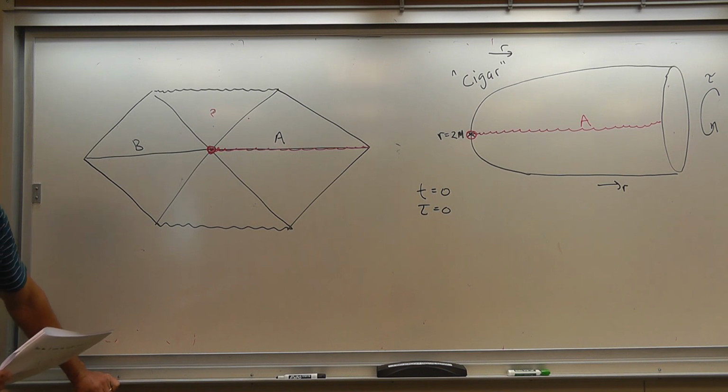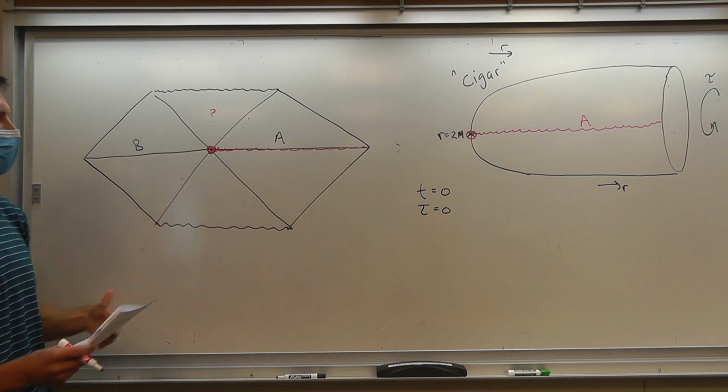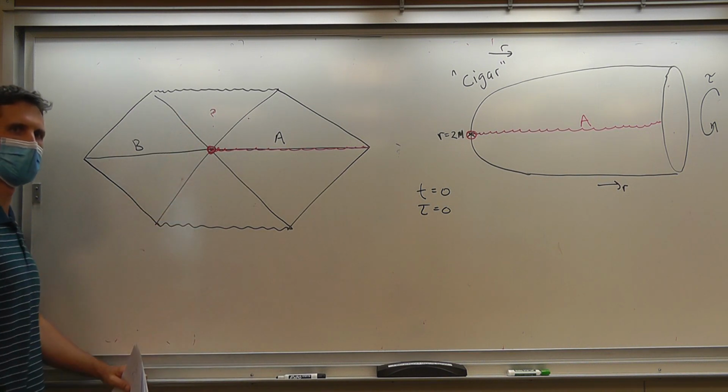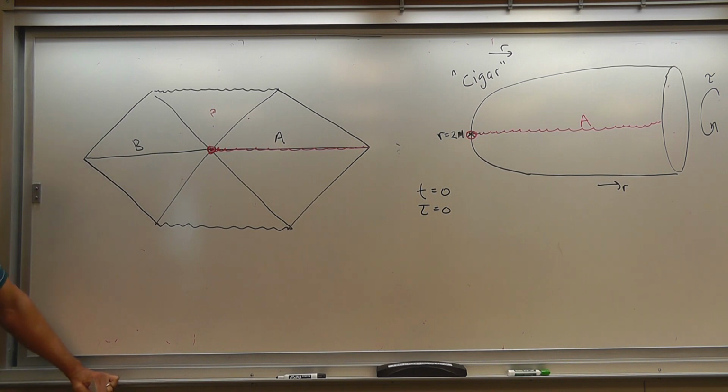Why is that? Well, in Kruskal, the reason it won't work is because the Kruskal time, which goes up, is not an isometry of this manifold. So you'll have explicit t's appearing in the metric, and when you take t to it, you'll have i's in the metric, and you won't really get a Euclidean manifold.